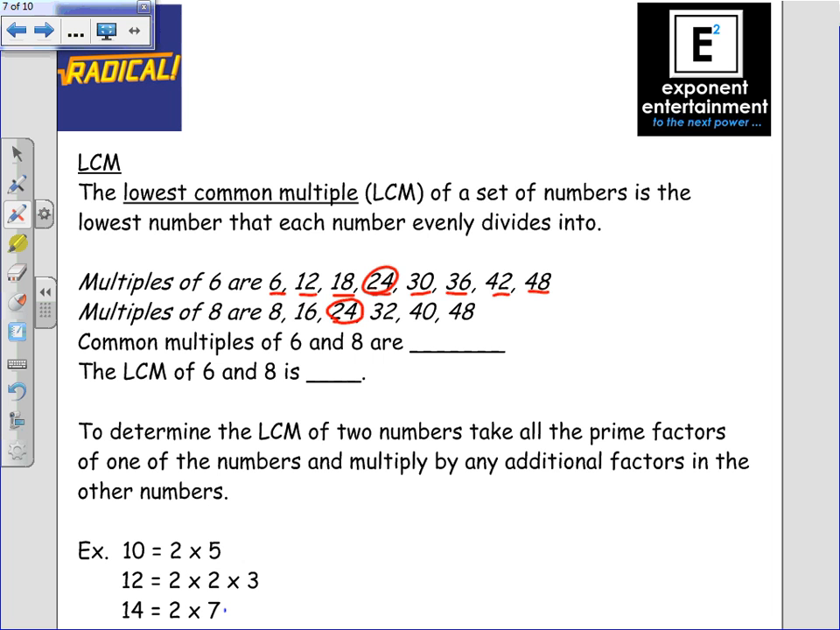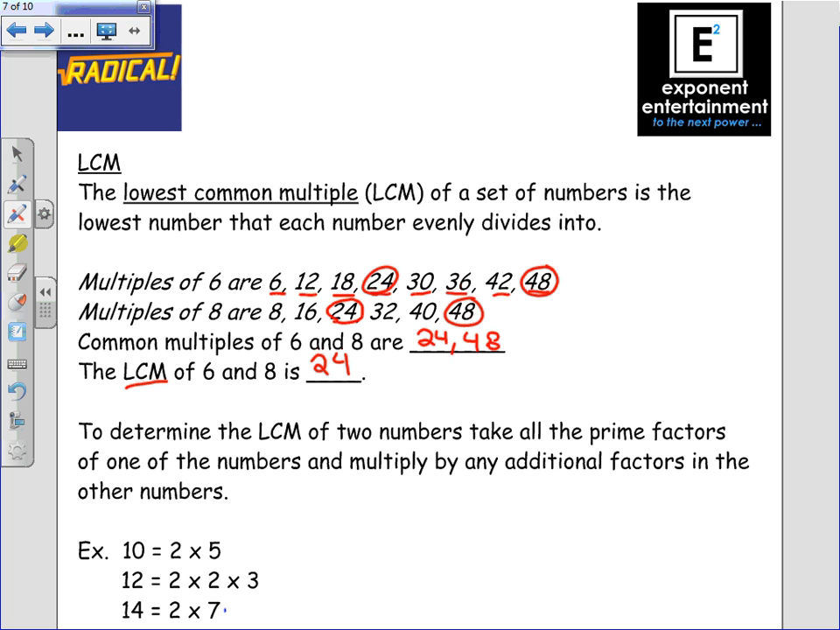What's another common multiple of them? 48. So you first fill in the blank here. Common multiples of 6 and 8 are 24, 48. The lowest common multiple, though, which is what you're constantly going to have to look for, is 24. Now, again, we're going to see larger numbers and greater sets, so you need to know a trick for it.